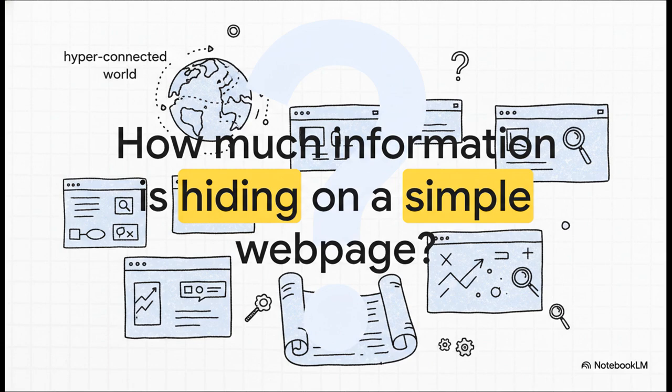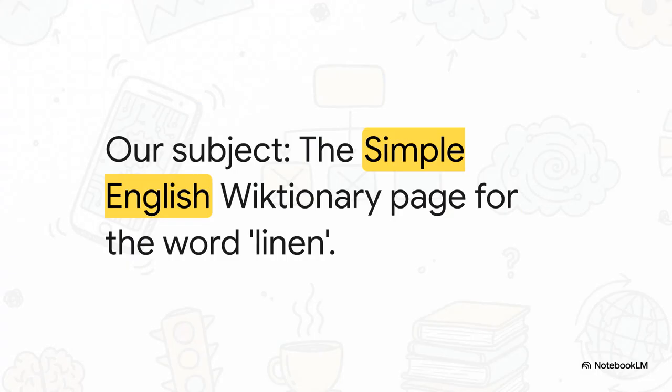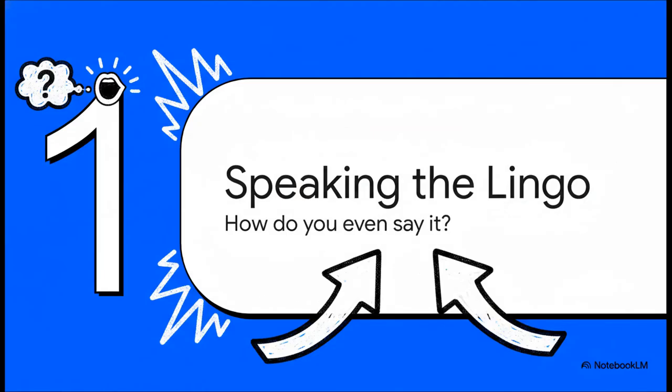What could we uncover? Okay, so for our subject today, our case study, we're looking at the Simple English Wiktionary page for the word linen. Yeah, I know, linen. Sounds pretty straightforward, right? Maybe even a little dull, but trust me, I have a hunch this page has a few tricks up its sleeve. All right, let's start our tour right at the top.